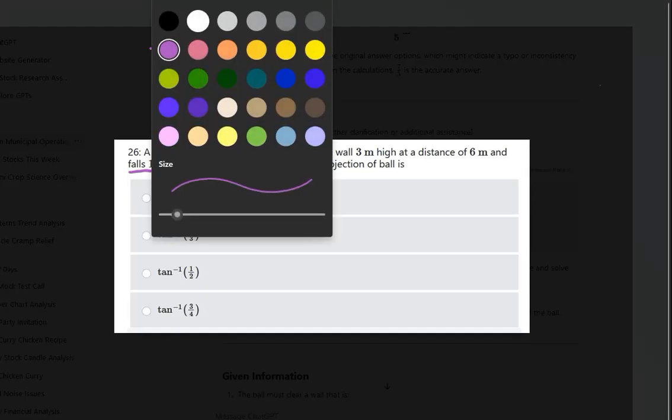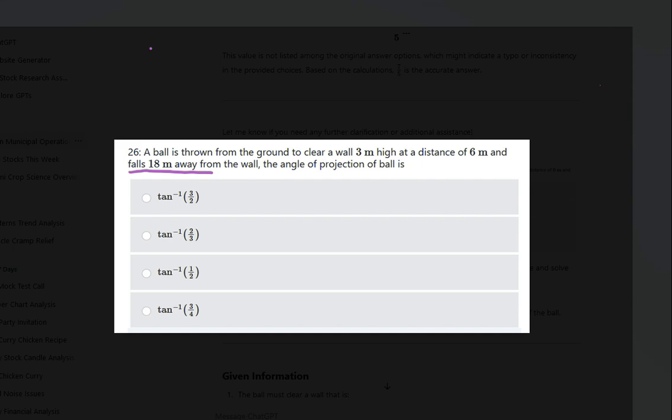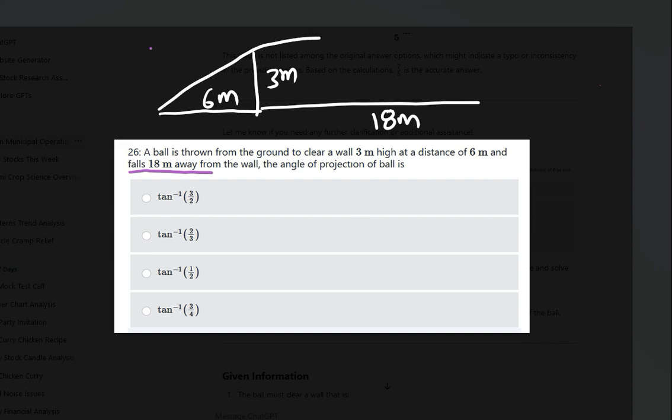Question is from the topic of projectile. If you see, the ball is thrown from the ground to clear a 3-meter wall at a distance of 6 meters, and then falls 18 meters from the wall. So if this is your wall, this is 3 meters, this is 6 meters, and then it falls 18 meters away, right? Which means the total range of the projectile is given to be 24 meters.